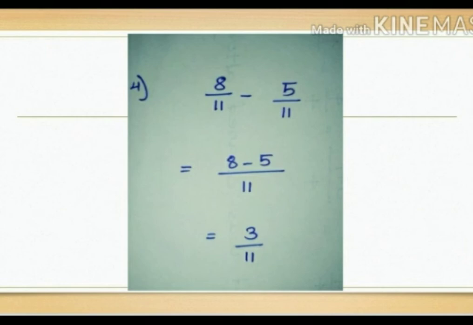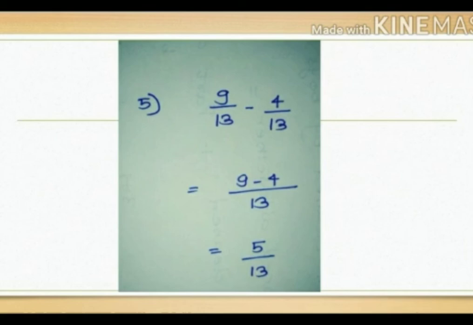4. 8 upon 11 minus 5 upon 11. Write the difference of the numerators 8 minus 5, which is 3, and write down the denominator. Question number 5. 9 upon 13 minus 4 upon 13. Students, write the difference of the numerators 9 minus 4, which is 5, and write down the denominator as it is 13. So the answer is 5 upon 13.